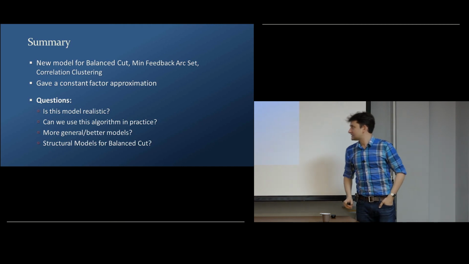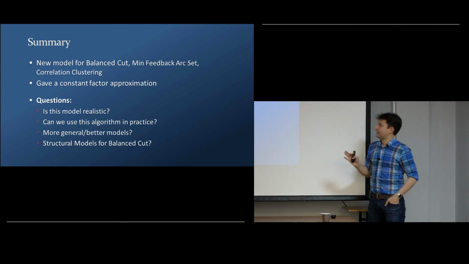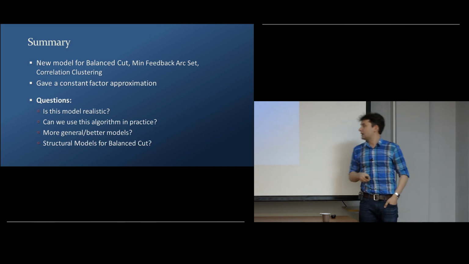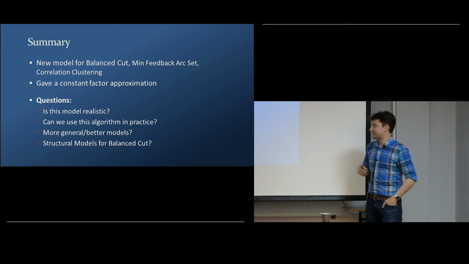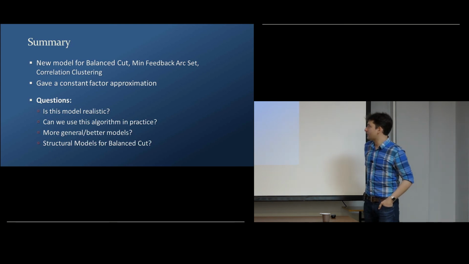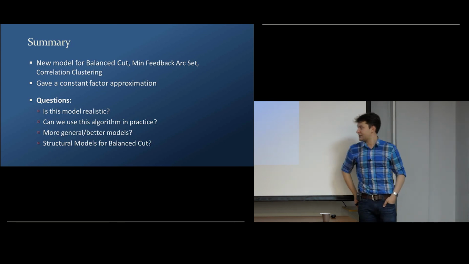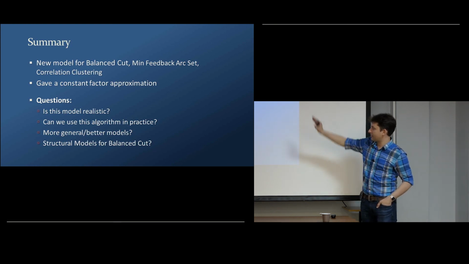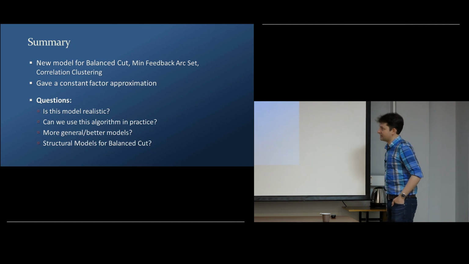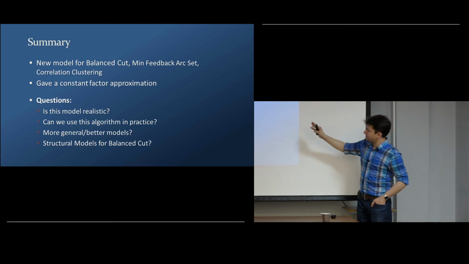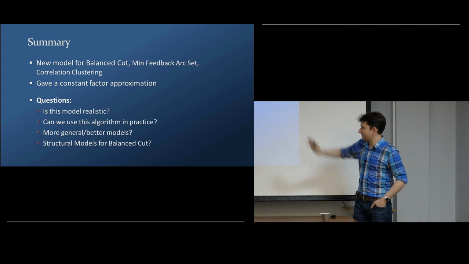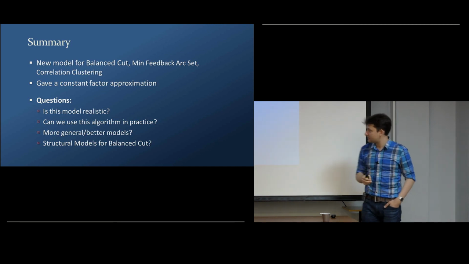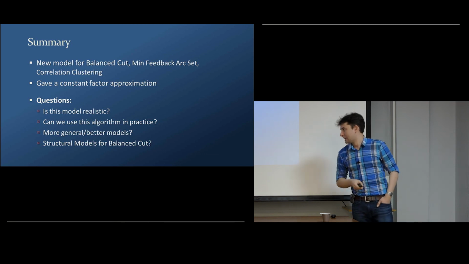So to summarize, we gave a new model for the balanced cut problem, and we also studied similar models for the minimum feedback arc set problem and for the correlation clustering problem, and gave constant factor approximations, sometimes even 1 plus epsilon approximations. We actually implemented some of these algorithms. So we implemented an algorithm for the correlation clustering problem, and it works well on synthetic data.